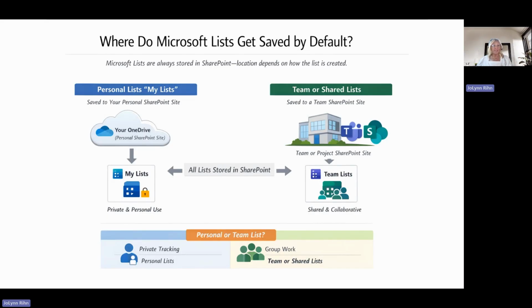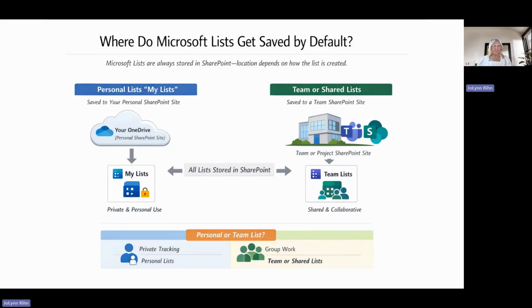So lists created in Teams get saved to the Teams SharePoint site. Important things to remember: lists are not saved as a file. They're not like an Excel workbook or a Word document. They're SharePoint objects, called a SharePoint list object. Permissions, retention, and backup are all inherited from SharePoint.